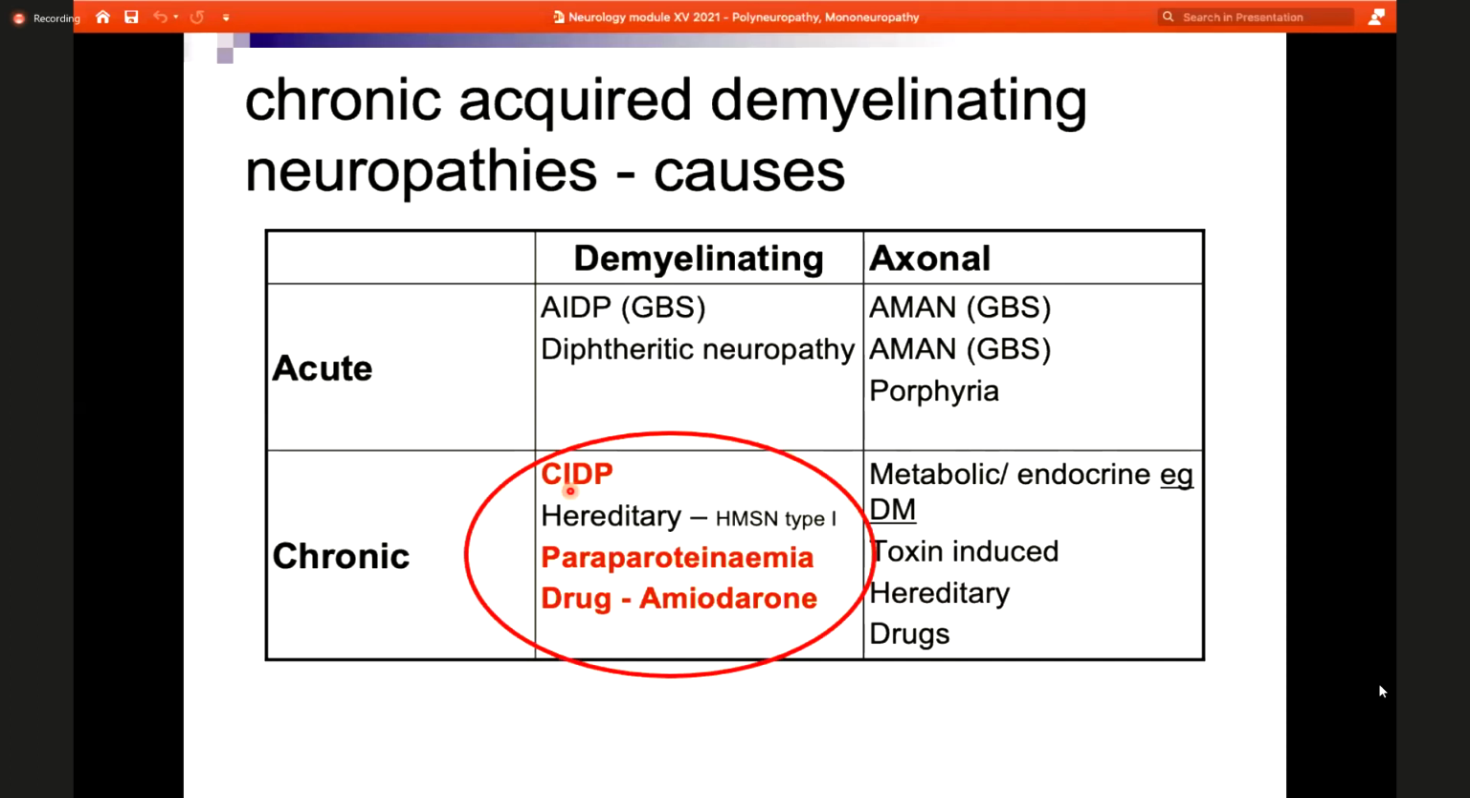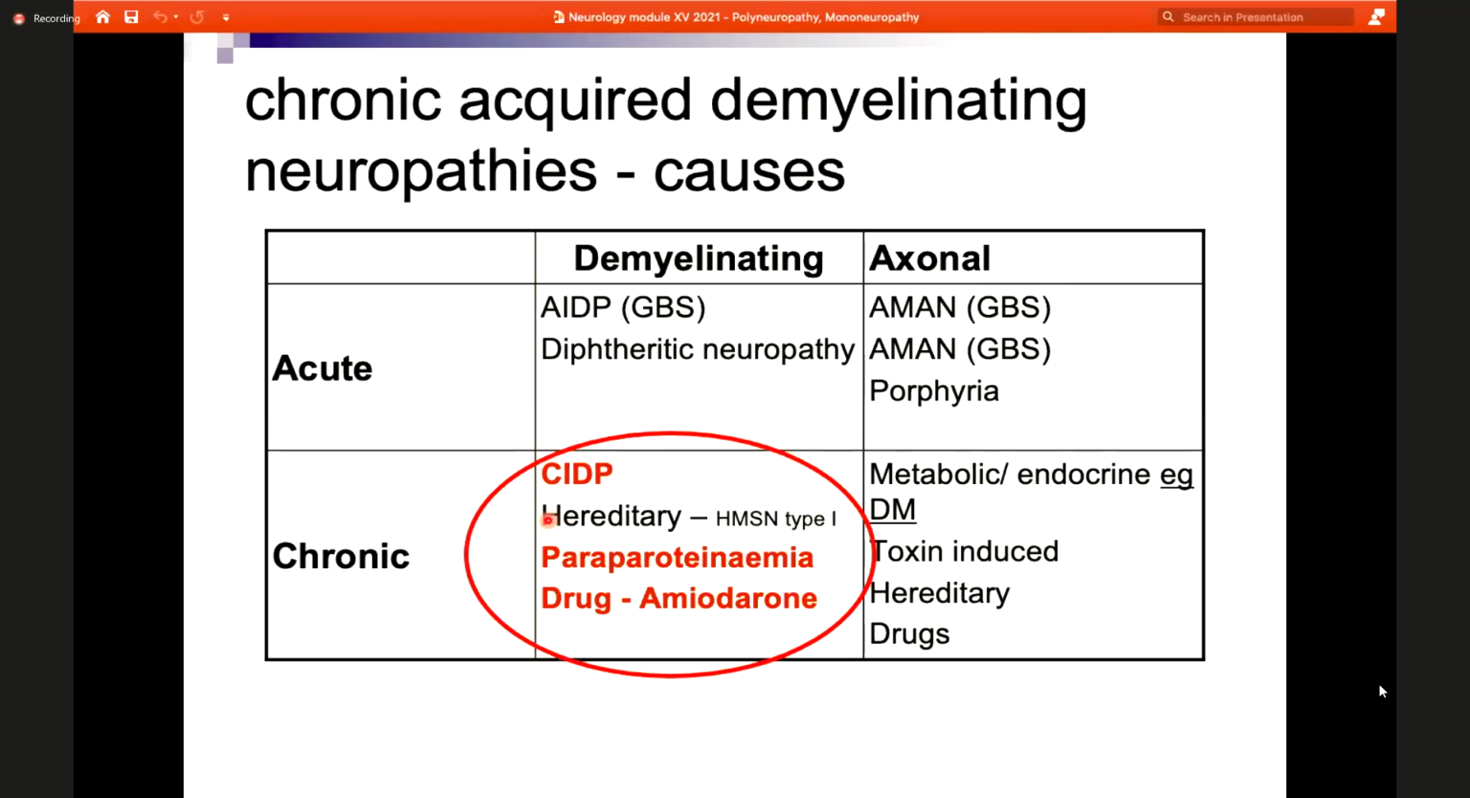Out of these, the relatively common cause is CIDP, chronic inflammatory demyelinating polyneuropathy. Then less common causes are paraproteinemia and drugs. The drug cause you can identify from the drug history. Paraproteinemia you test for and find out, but this is uncommon. So if you do not find an underlying cause, most likely it is CIDP.